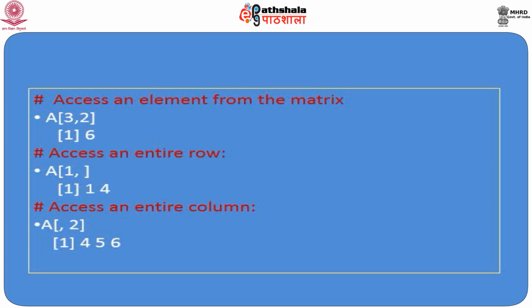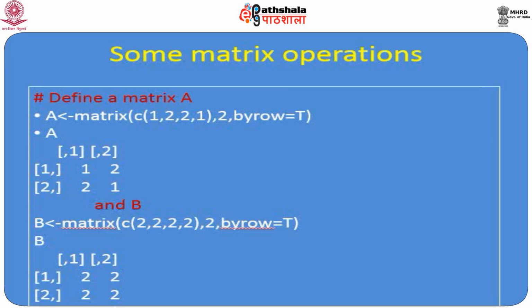To access any specified row, just specify the row number in the first position, and for accessing an entire column, specify the column number only. Have a look at the examples that have been given here. Here we are specifying matrices A and B with the help of the matrix function.